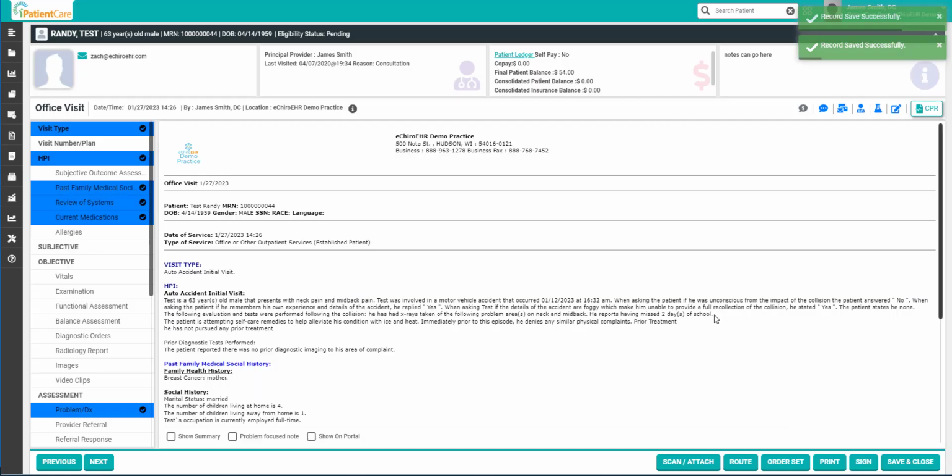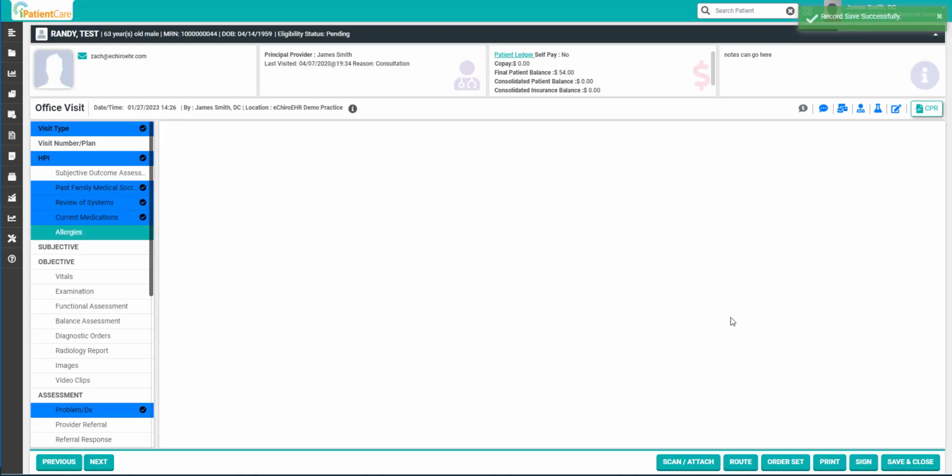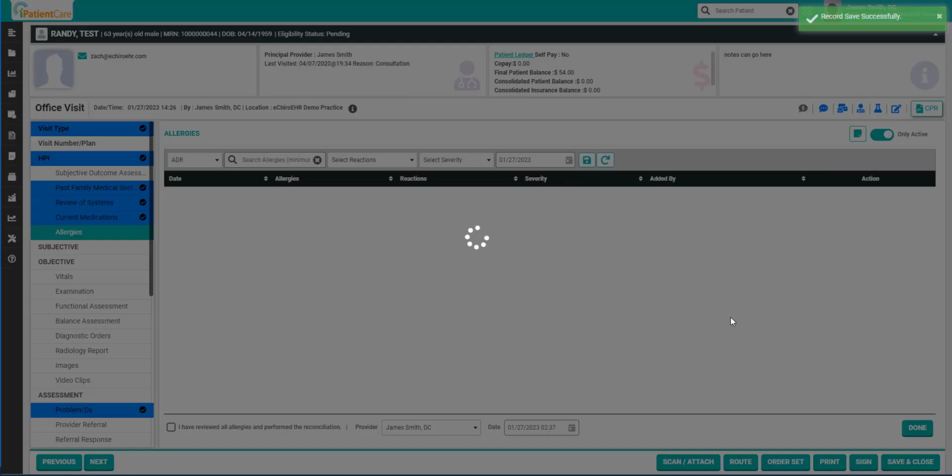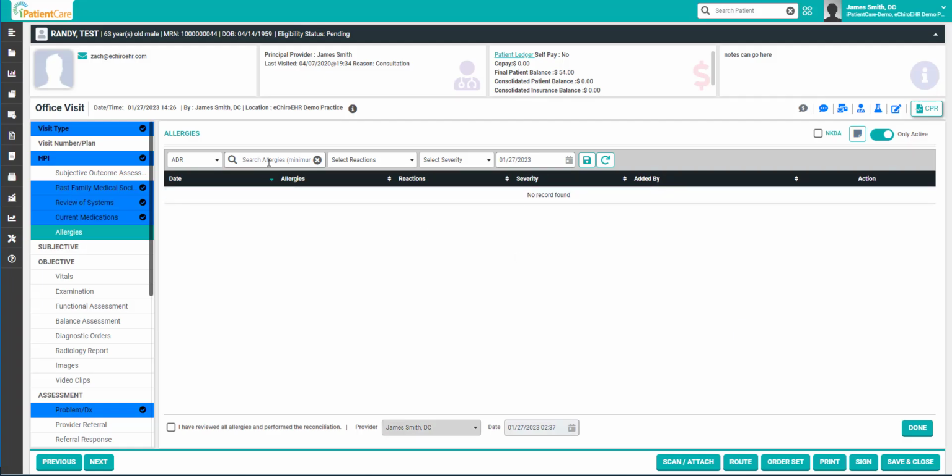Allergy documentation is completed along the same lines, where you can search for specific allergies, whether they're food allergy driven, drug reaction, adverse drug reaction driven.